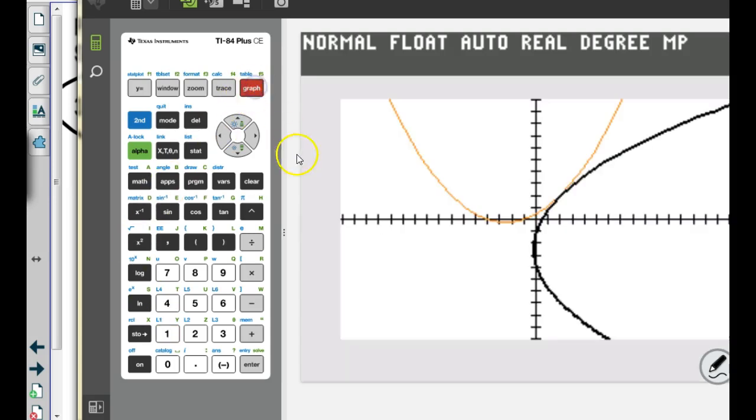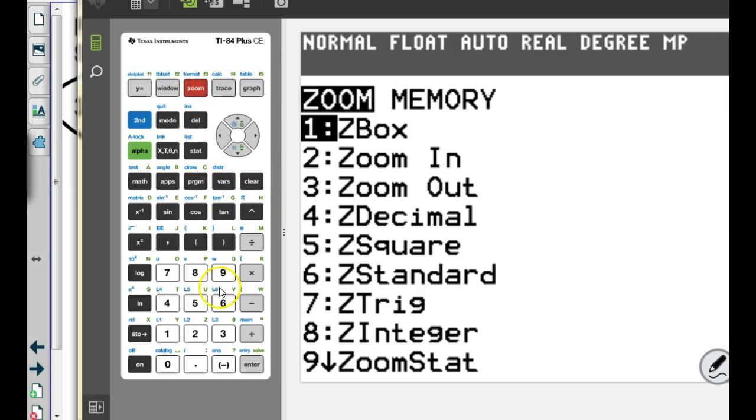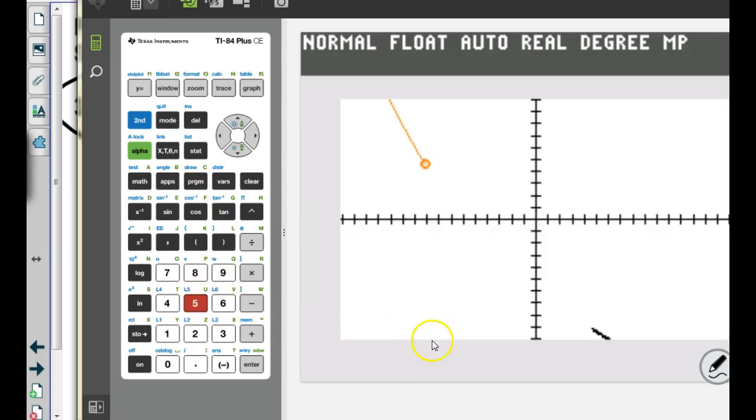When you graph it, do a zoom square. If yours does not look like an inverse, do a zoom square so that it squares up your window. It is an exact inverse.